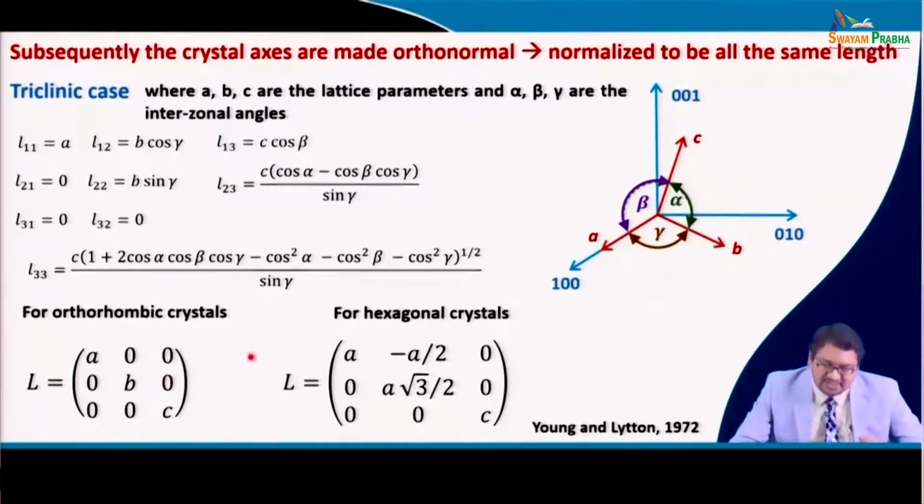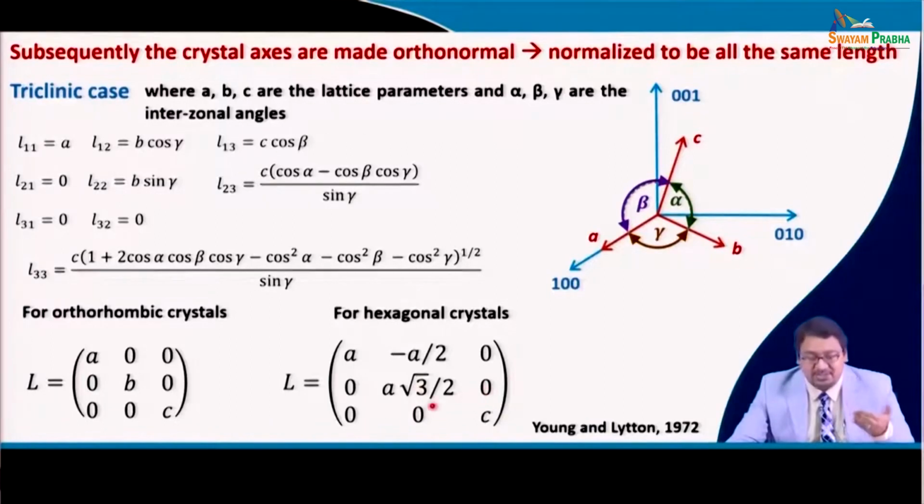In case of hexagonal crystals, L11 becomes A, whereas L12 is equal to minus A by 2, L13 is 0, L21 is 0, L22 is A root 3 by 2, L23 is 0, L31 and L32 will be 0 as we found out, and L33 is basically equal to C, because C is at 90 degrees to both 112 bar 0 and 101 bar 0 of the hexagonal close packed system.